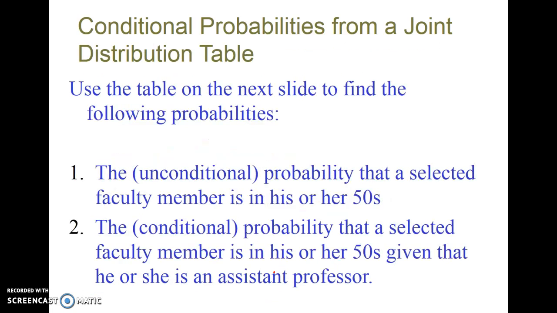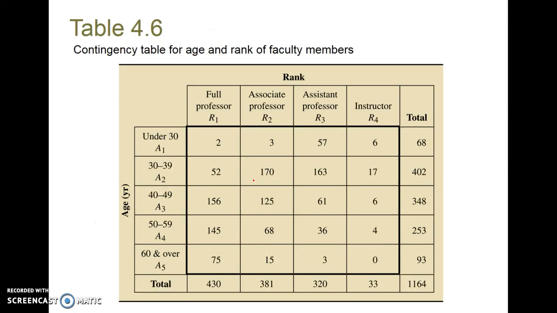Let's move on and take a look at some other situations. It says use the table on the next slide to find the following probabilities. First, it's an unconditional probability: we want to find the probability that a selected faculty member is in his or her 50s. If we take a look at this contingency table, we want to find the probability that a professor is in his 50s. Well, this is not a conditional probability. We have this column right here of people that are in their 50s, and that's a total of 253. So it's going to be 253 professors out of the total number of professors, which is 1,164.